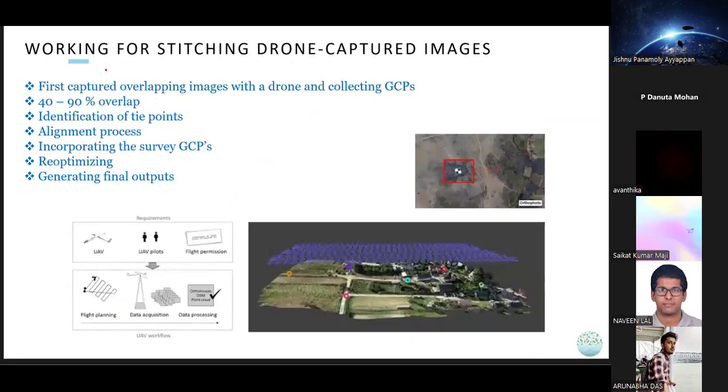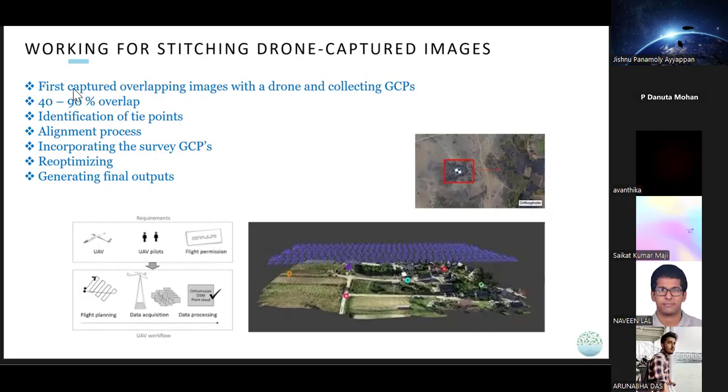Next comes the workflow for stitching drone captured images. Now we talked about how to design a flight plan, how many images are required, and the efficient way to plan or design a flight plan. Now comes the entire procedure step by step to get the final output result. First, we capture overlapping images with a drone and we collect GCPs. GCP is known as ground control point. The first step is basically the image acquisition process.